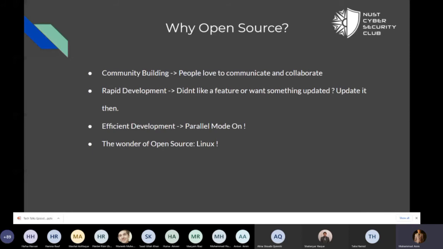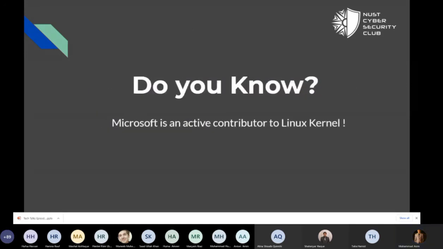Alright, and the wonder of open source is Linux, because Linux has so many flavors. You have seen that Windows came earlier, we had the Windows 95 version, Windows 7, Windows XP, but with Linux you can see so many flavors and it is such a developed OS, and you get so many open source software in it. Basically it's all because of open source.